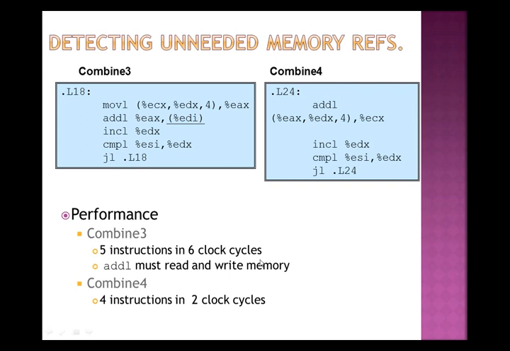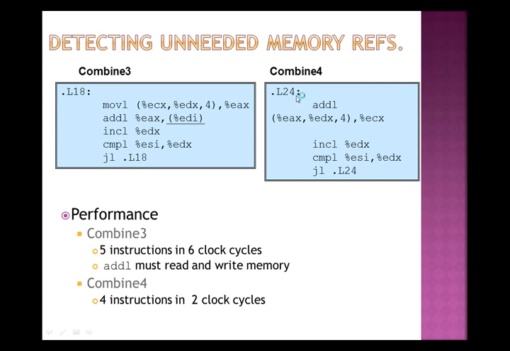Now, how to detect the unneeded memory references? This is the diagram, with the functions combine 3 and combine 2, at line 18 and line 24. This is an assembly language example, using a move from register to register, from ECX to EDX, for EAX, then the add operation, then incrementing the value of the register EDX. Then compare EDX with ESI, then JL, jump if less than, to L1.